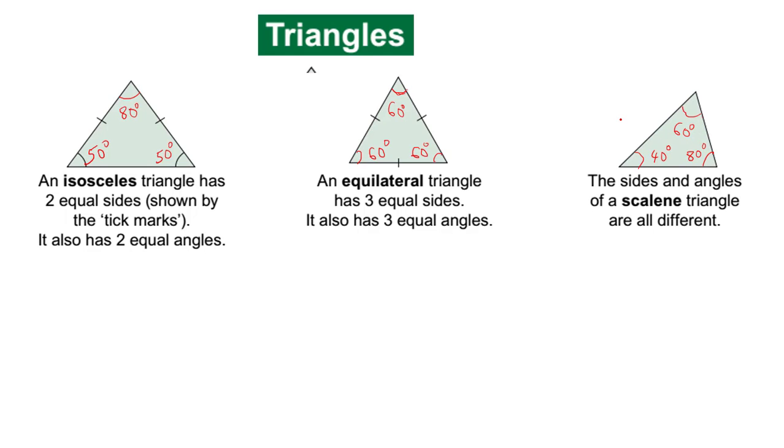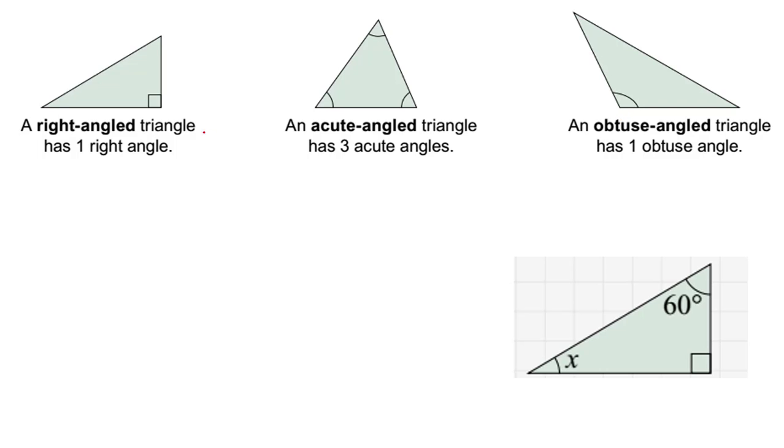Okay. Now the other types of triangles you need to know: the right angle triangle, which normally has one angle that is 90 at the corner. We also have what we call the acute angle triangle. With the acute angle triangle, all these angles are less than 90. All of them are less than 90. So acute angle basically means angles that are less than 90.